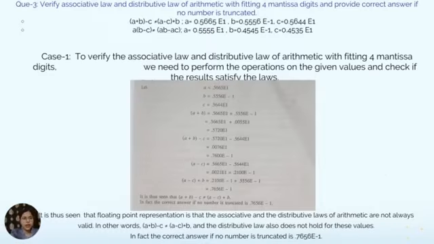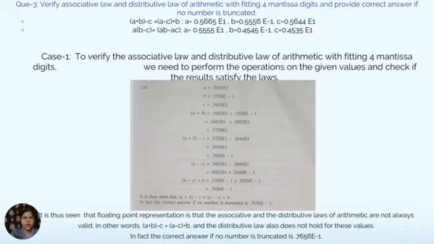Let's move on to question 3. Verify associative law and distributive law of arithmetic with floating point for mantissa digits and provide the correct answer if no number is truncated. Case 1. A plus B minus C is not equal to A minus C plus B. A is equal to 0.5665 with exponent E1, B is equal to 0.5556 with exponent E-1, and C is equal to 0.5644 with exponent E1.